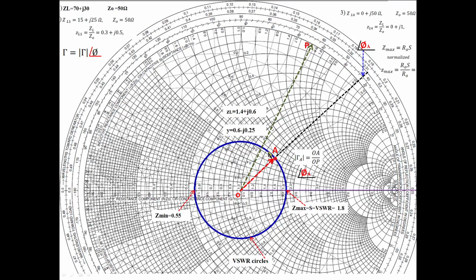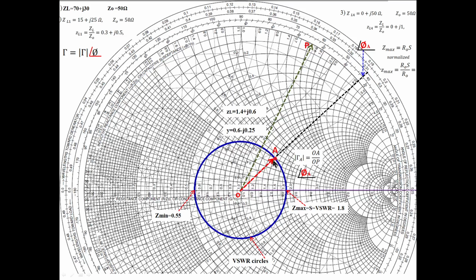We can find the VSWR value S from the Smith chart. The VSWR value is equal to the Z maxima. Whatever the Z maxima is, that is the VSWR value. How do we get the Z maxima? We will see the reflection coefficient first. This is the VSWR circle we have drawn, and OP is the line from the center of the Smith chart to the load point.